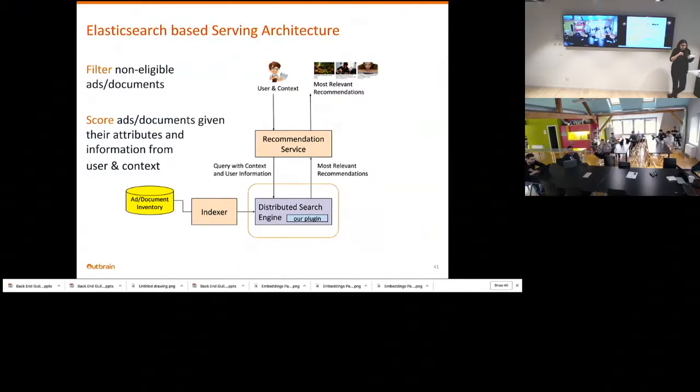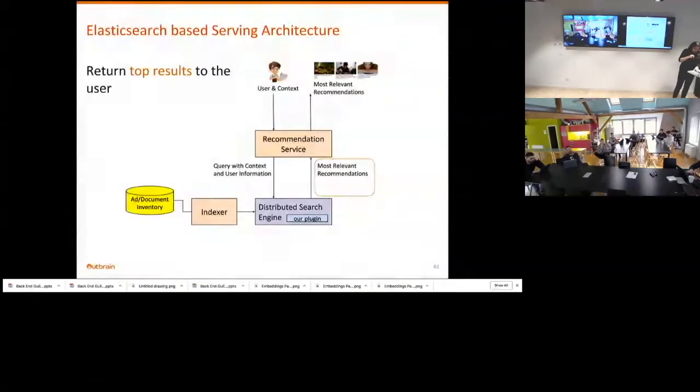Okay, so filtering is one thing. And then what it does, it takes all the eligible recommendations that are left and assigns scores to them. And this is done by a scoring script, which is a custom scoring script that we are writing. Elasticsearch has the option of basically injecting a plugin of our own code. So we are scoring documents and ads given the attributes of the document and the attributes of the user in the context. And finally, the recommendations that have the top score are returned to the user. Recommendation service and then the user.